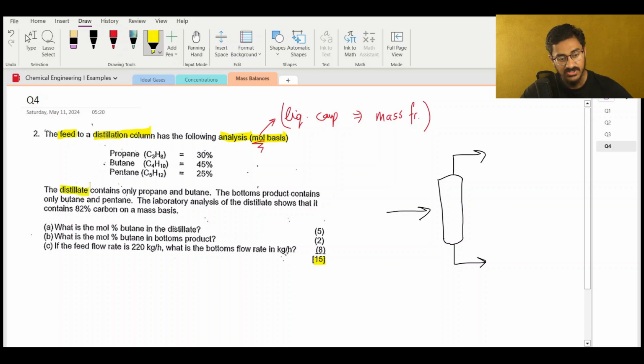They say to me, the distillate contains only propane and butane. The bottoms contains only butane and pentane. So you can see the bottoms contains only these two, and then the distillate, or the top, only contains these two. And so you can say all the propane will come out at the top, all of the pentane comes out at the bottom, and then your butane is mixed somewhere in between. And they also say that the lab analysis of the distillate, the thing that comes out at the top, contains 82% carbon on a mass basis. And that's all the information that's been given to me.